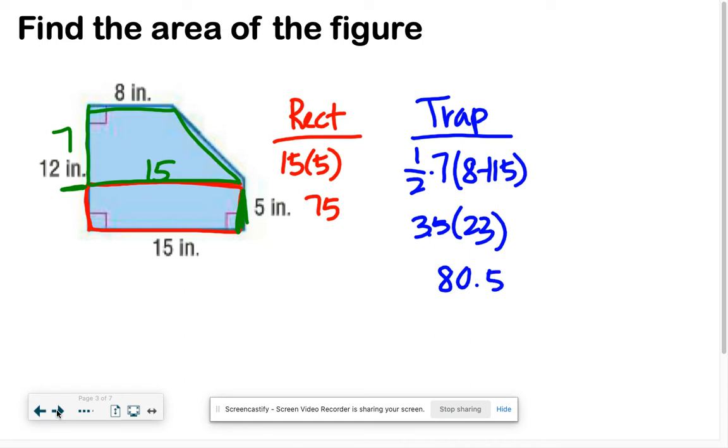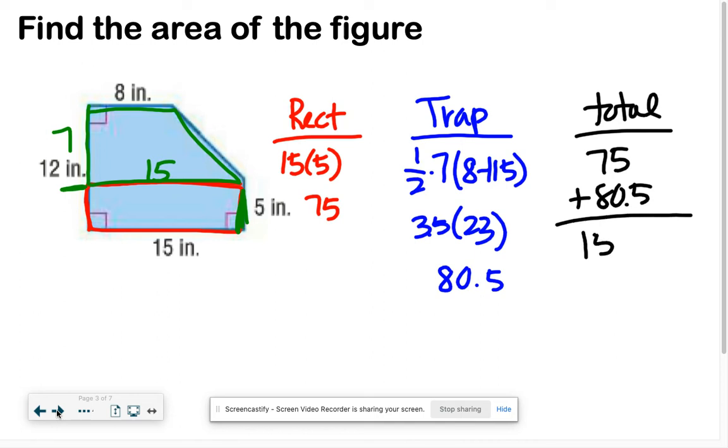Now, to get our grand total, add them up, folks. We should get a total of 155.5 inches squared. Good work, team.